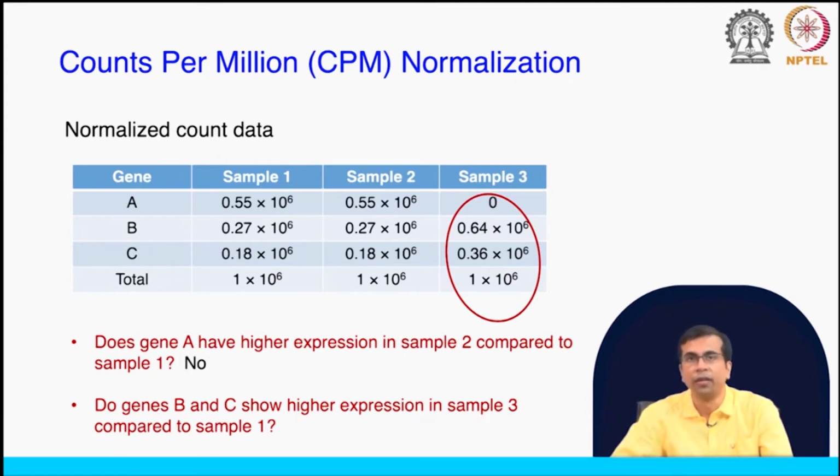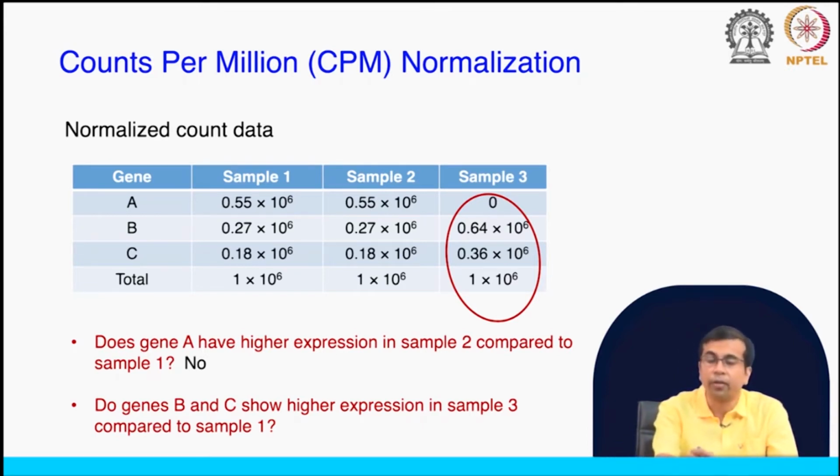Okay. So, let us move on to the next part, right. So, again because we have not addressed this RNA composition bias, we cannot answer the second question of the two questions that I said, right. So, the first question was, does gene A have higher expression in sample 2 compared to sample 1? Then the answer is no, right. As you can see, the numbers are exactly identical, because we have taken the sequencing depth into account, right. Now, we can say that they are not different, right. If you look at sample 2 and sample 1, the expression of gene A is exactly identical, the normalized count data is exactly identical.